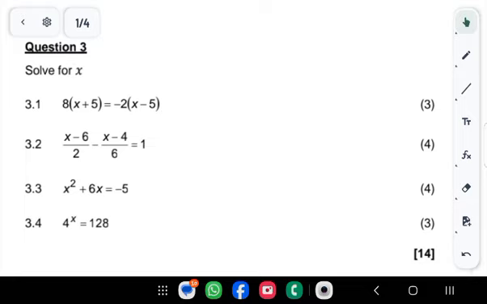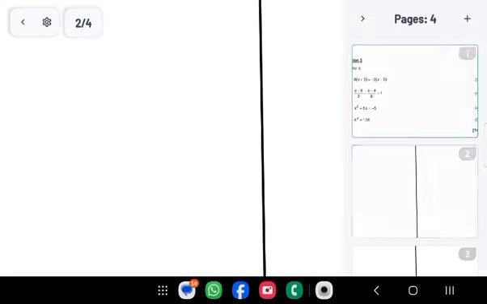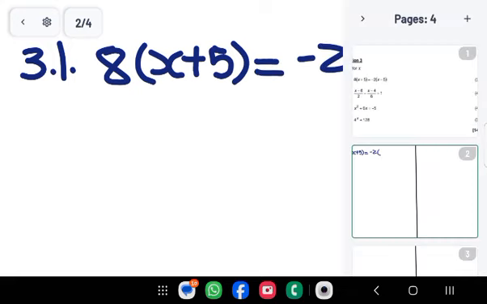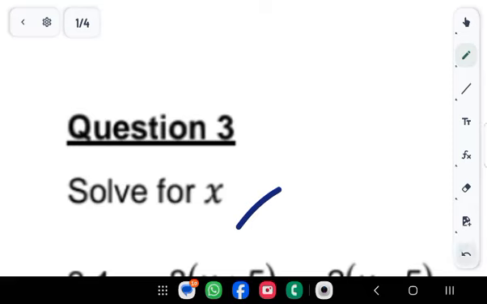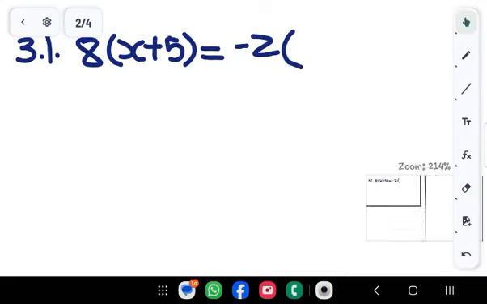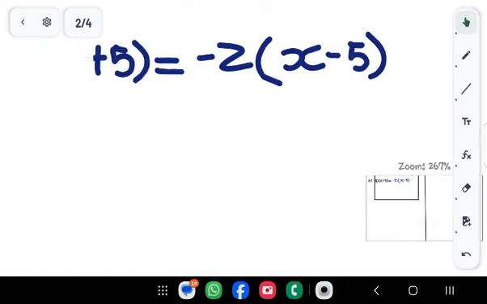In this video, we're going to look at how to solve for x, looking at different types of equations for mathematics grade 9. Question 3.1 goes: 8 in bracket x plus 5 equals minus 2 in bracket x minus 5. Now what you do is you expand, meaning you multiply out.